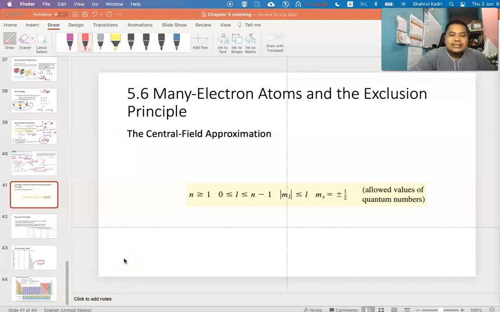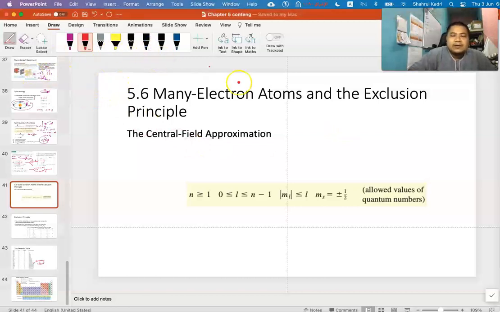Okay, now we go to the sixth subtopic, second last topic of this chapter, mainly electrons, atom, and the exclusion principle. So far in this chapter, we have done the solution of the Schrodinger equation for the hydrogen atom, and then we consider the spherical coordinates of the hydrogen atom. That means it has a proton and then an electron.